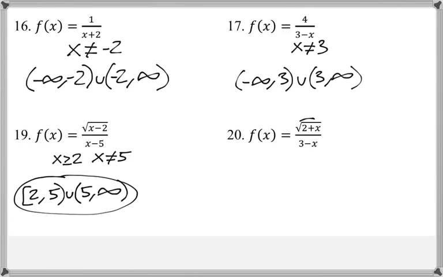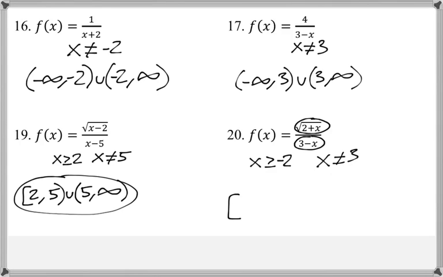Here we need to be bigger than negative 2 because negative 2 would make that 0. So x has to be bigger than or equal to negative 2. And then we also need to exclude 3 because 3 would make that denominator 0. So it has to be bigger than negative 2, and you also need to exclude 3.